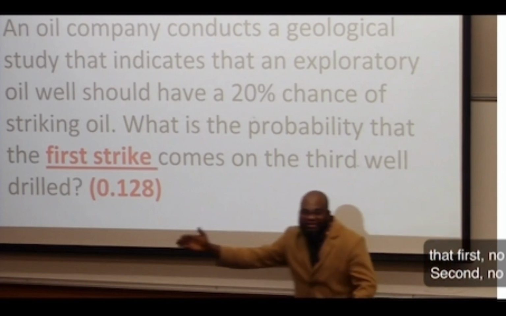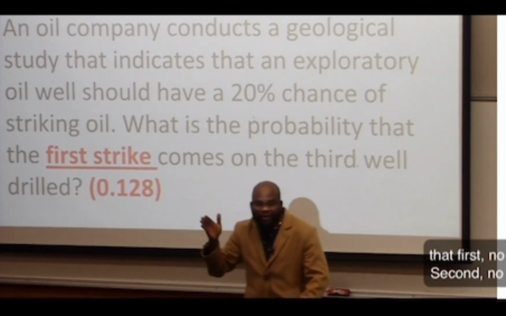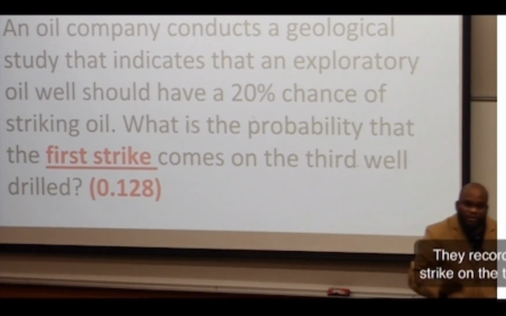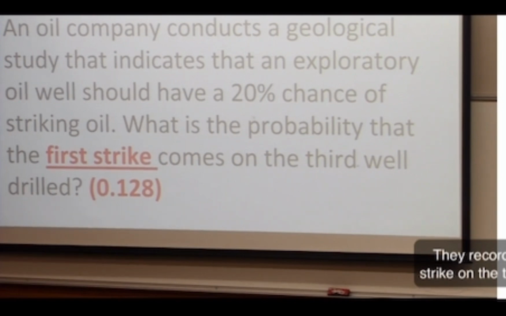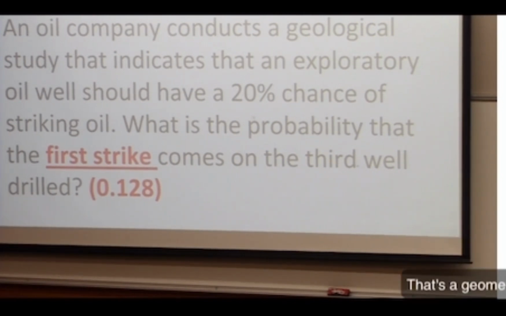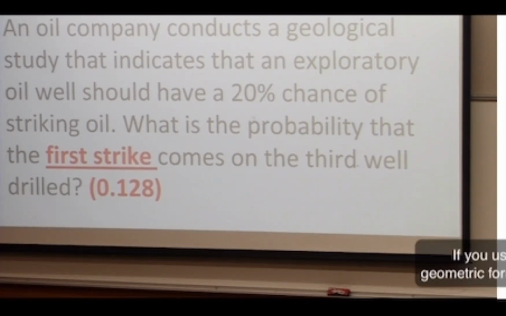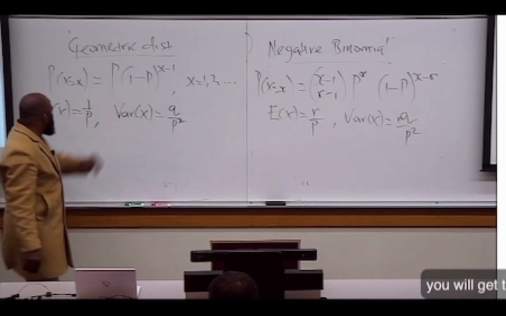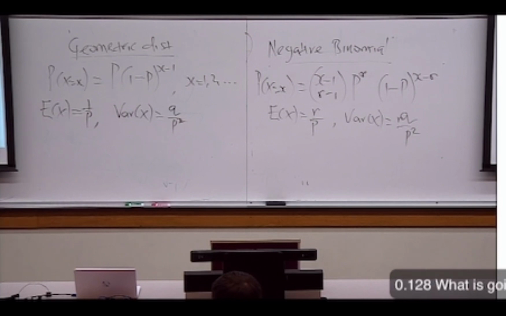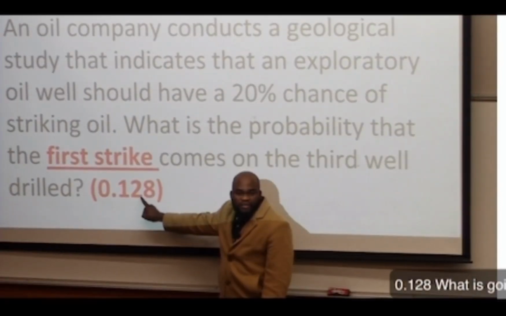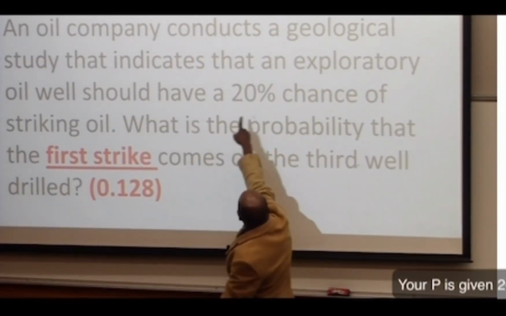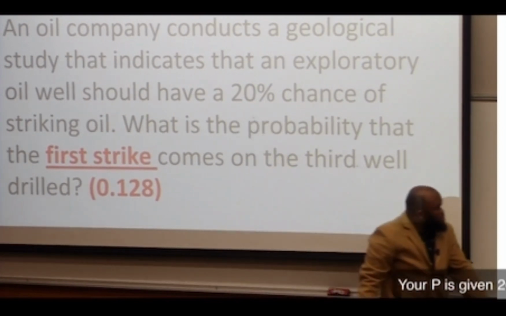That means the first, no success. Second, no success. They record the first strike on the third attempt. That's a geometric question. So if you use this geometric formula here, you will get this result, 0.128. What is going to be your P? Your P is given 20%, is 0.2.